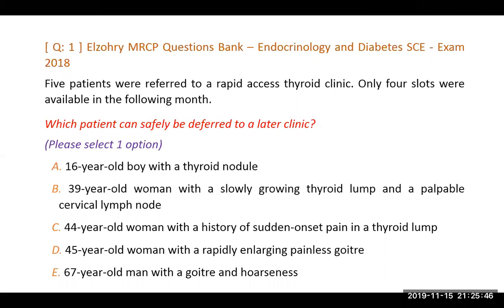A, 16-year-old boy with thyroid nodule. B, 39-year-old woman with a slowly growing thyroid lump and palpable cervical lymph node. C, 44-year-old woman with a history of sudden onset pain in the thyroid lump. D, 45-year-old woman with a rapidly enlarging painless goiter. E, 67-year-old man with a goiter and hoarseness of voice. Which is high risk, which is low risk of malignancy? A and E, high risk.